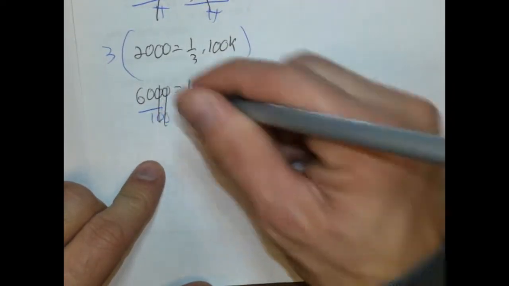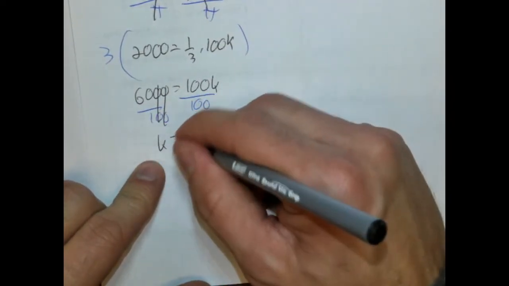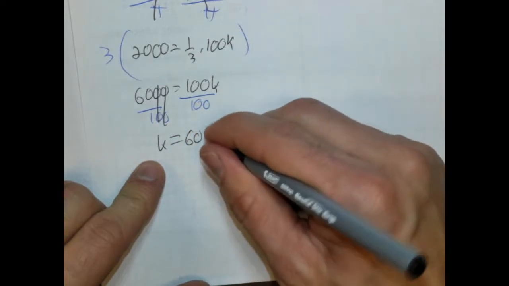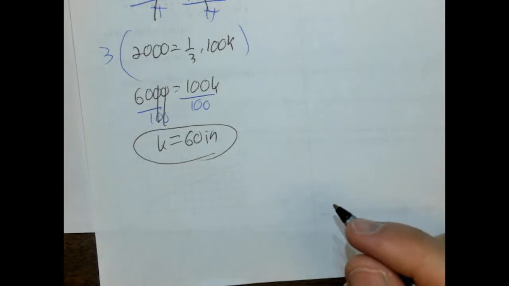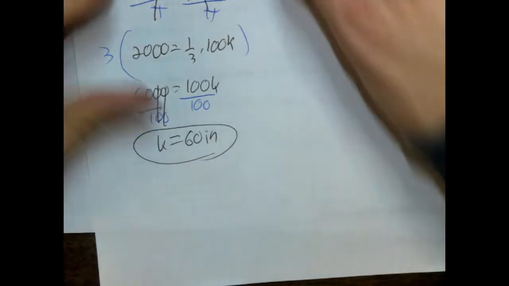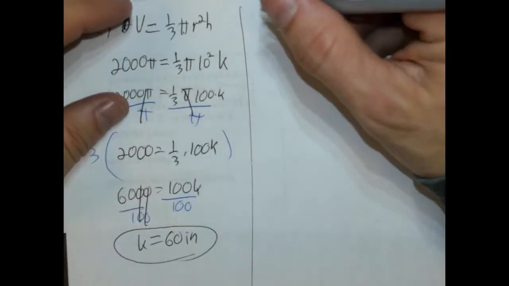That's 2 zeros. So k would equal 60 inches. And that's it. That's not bad. Part D.